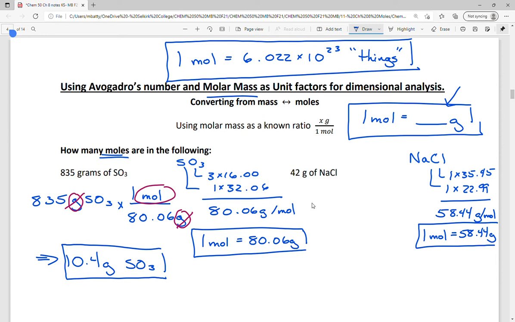So if we don't know how many moles we have, but we do know how many grams we have, we can use dimensional analysis to sort this out. So I'm going to start with what I know, 42 grams of NaCl, and use molar mass as my conversion factor to figure out how many moles I have. I know that 1 mole is 58.44 grams. So this is going to allow me to see how many moles 42 grams is. So I'd have 42 divided by 58, rounding to 2 sig figs, I'd get 0.72 moles of NaCl.